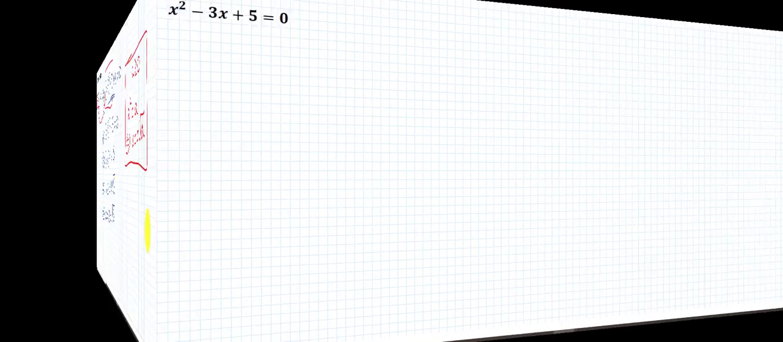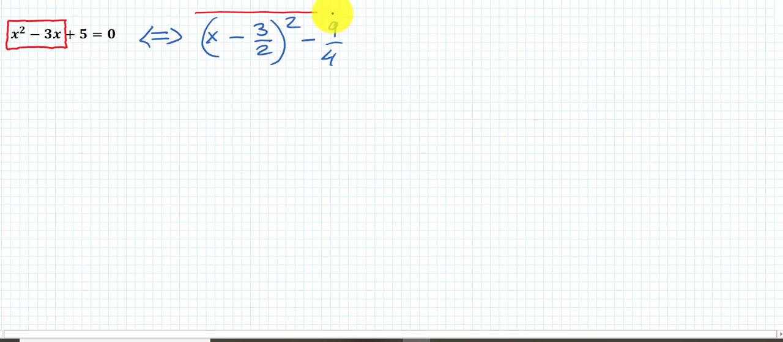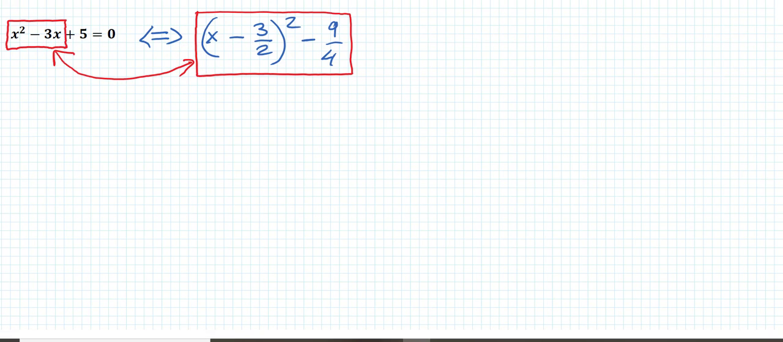Let's do another example. Okay, so again, I'm going to solve this equation by completing my square right here. So this equation is equivalent to x minus half of 3. I'm going to write it as a fraction, 3 halves, squared. But I also need to subtract the square of 3 halves. That's 9 fourths. And now, guys, I hope it is clear that these two expressions are equivalent, okay? So let's not forget the equation, plus 5 equals 0.